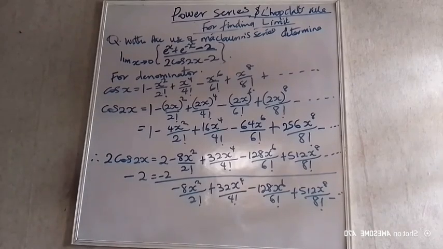So 2 cos 2x is equal to 2 minus 8x squared over 2 factorial plus 32x raised to power 4 over 4 factorial minus 128x raised to power 6 over 6 factorial plus 512x raised to power 8 over 8 factorial. Now if we subtract 2 from it, our final answer is going to be minus 8x squared over 2 factorial plus 32x raised to power 4 over 4 factorial minus 128x raised to power 6 over 6 factorial plus 512x raised to power 8 over 8 factorial. Now we have gotten the expression for the numerator and denominator, so we can go ahead with our division.